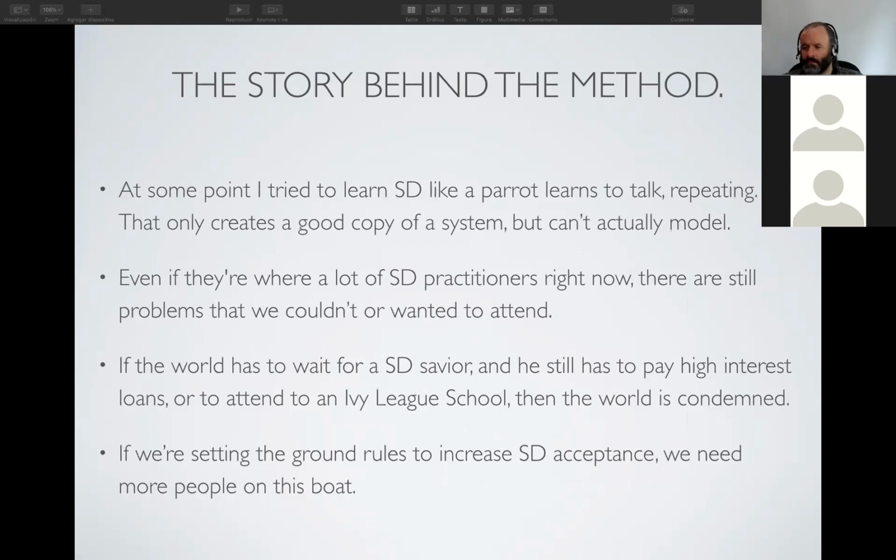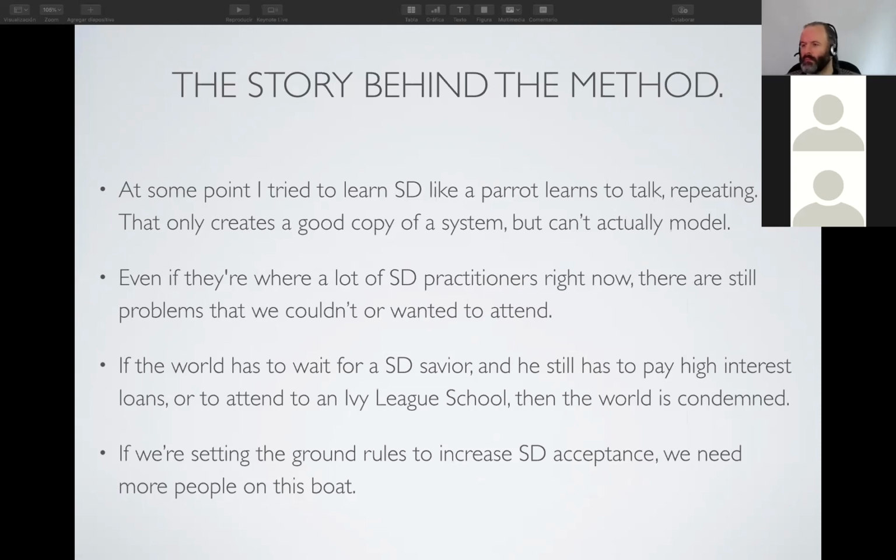Even if right now we have a lot of system dynamics practitioners, there are still problems we haven't been able to attend. Like, imagine we could all wait until the next person that could solve climate change goes to MIT, but what about if he doesn't? Or how about if he doesn't have money, or he can't speak English, and he doesn't even need to speak English. He just needs to tell us how to solve the problem, right?